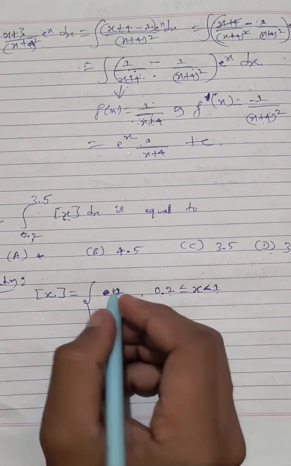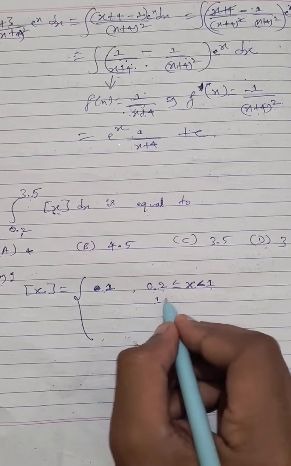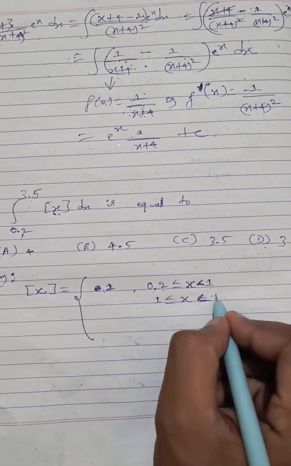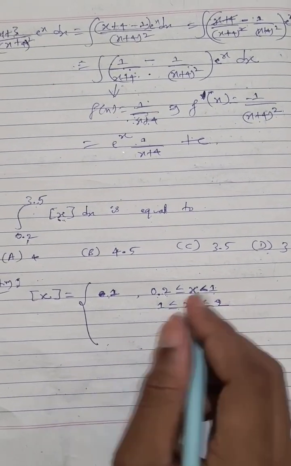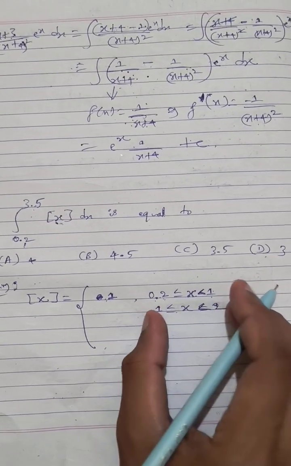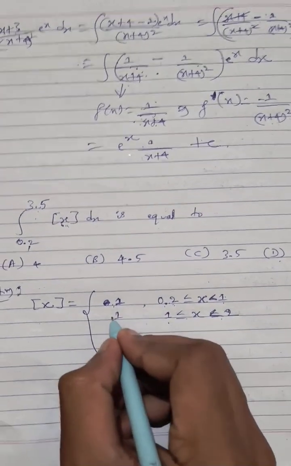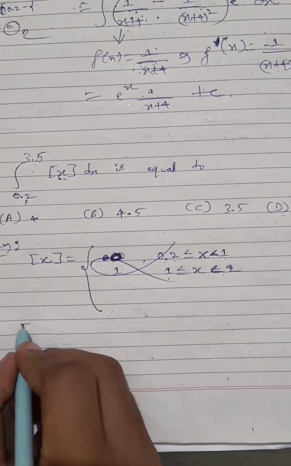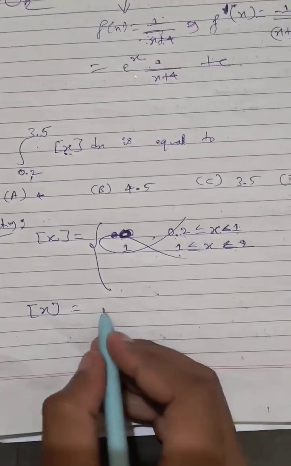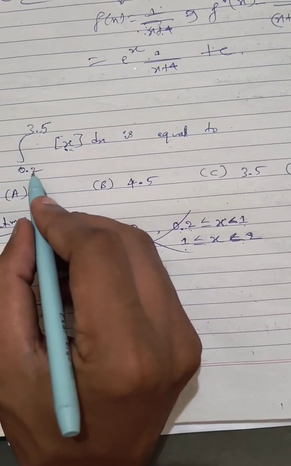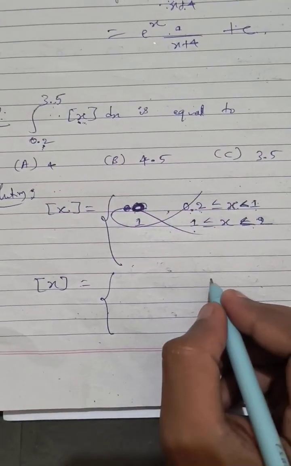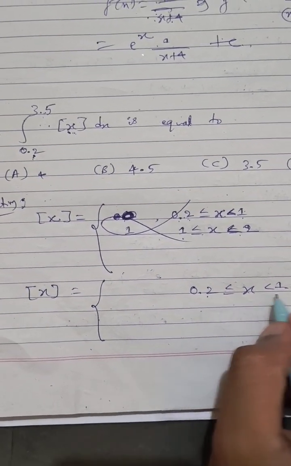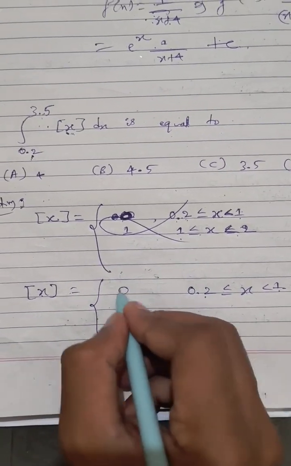Is it clear, student? So next come to the next interval, 1 to 2. I'm sorry, here it is 0. So I'll define it again. So first take the 0.2 to 1 interval, that is, x lies between 0.2 and 1. Then the greatest integer value of x is 0.